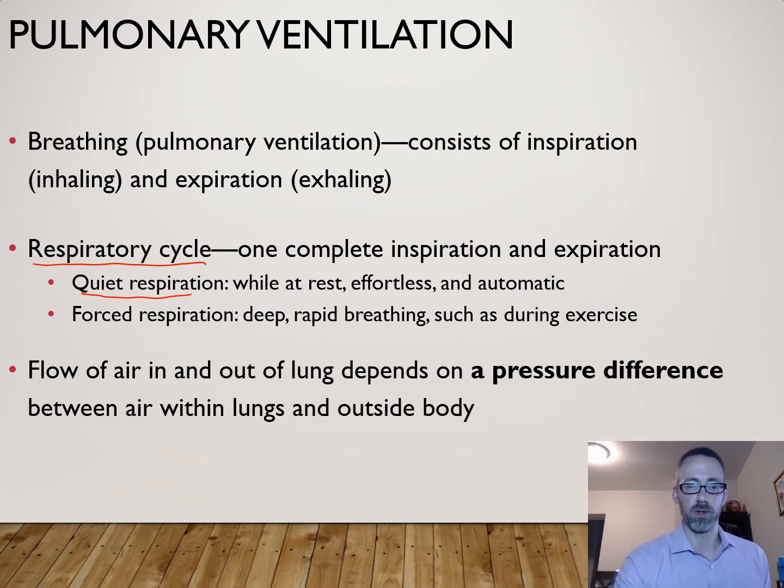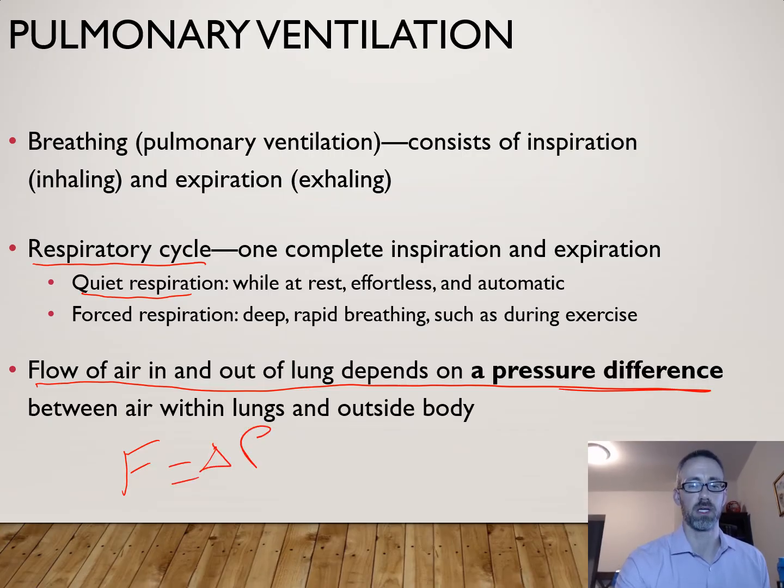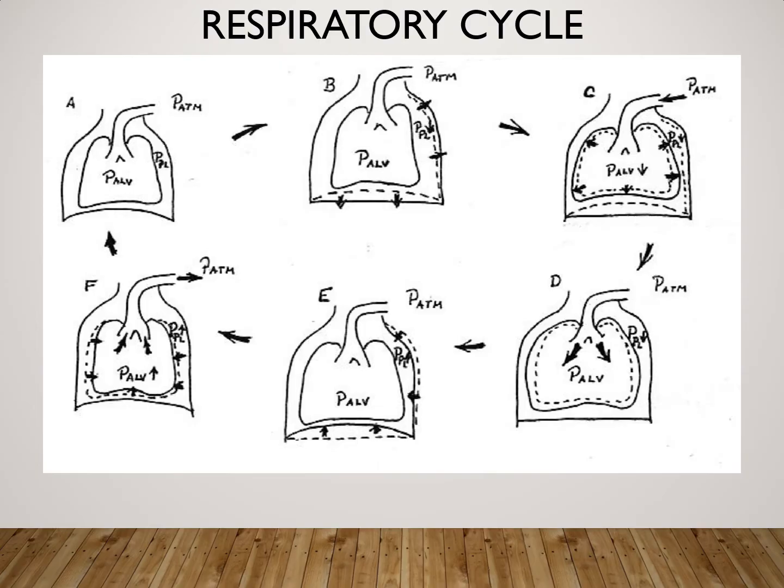Again, I'm going to reiterate, the flow of air in and out of the lungs depends on pressure gradients. Flow is equal to delta P over the resistance. There needs to be a difference in pressure for flow to happen. So I'm going to walk you through the respiratory cycle and talk about the pressure changes and what's actually happening in the thorax and with the lungs as we go through one respiratory cycle of breathing in and breathing out. We're going to start here at point A.